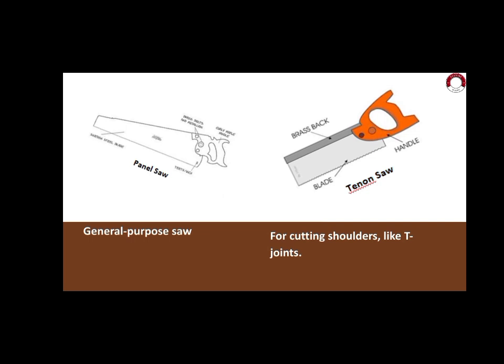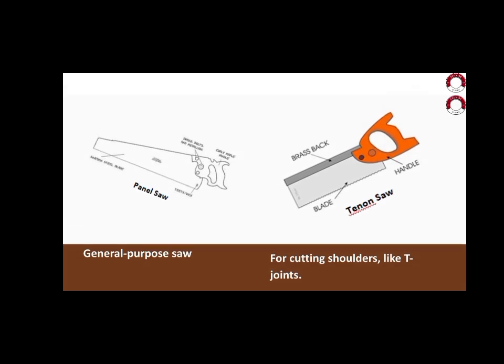And this tenon saw is used to cut things called shoulders. Please, not the human shoulder, not your shoulder. Shapes that look like a T, just the way your T square is. The stock and the blade form an angle of 90 degrees. That kind of corner is called a shoulder. So this is the particular saw that is used for that purpose.